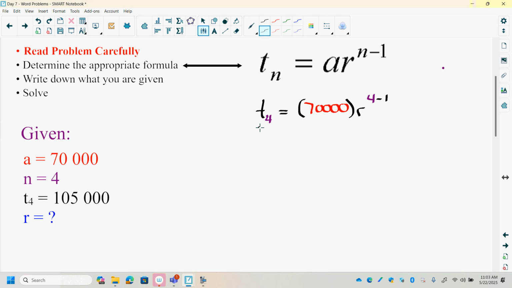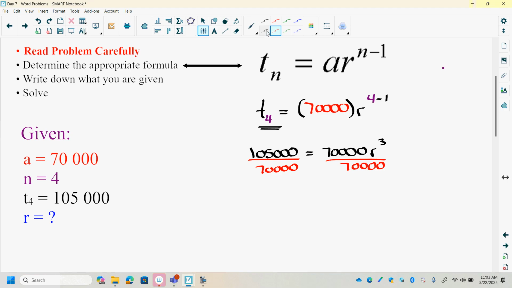T4. What can I replace that with? 105,000 equals 70,000 times R to the 3rd. Now, if you wanted to solve for R, what would you do? Divide both sides by 70,000. Excellent.